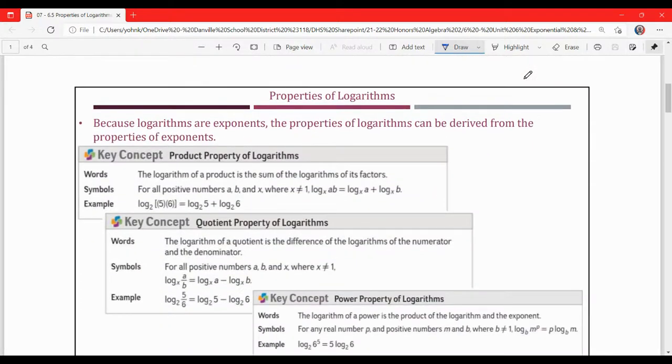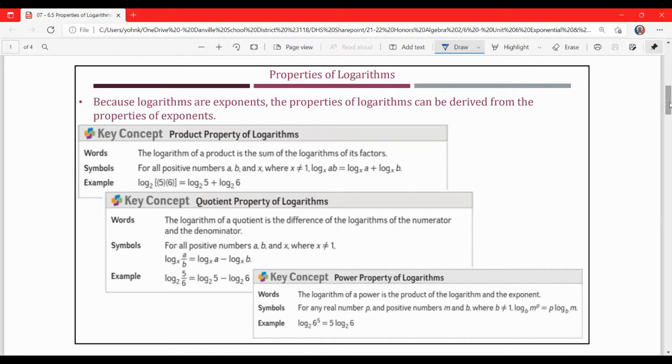Because logarithms are exponents, the properties of logarithms can be derived from the properties of exponents. So here are three properties of logarithms. The first property is called the product property, and that's when you're multiplying log base x of a times b. The rule says that you do log base x of a plus log base x of b.